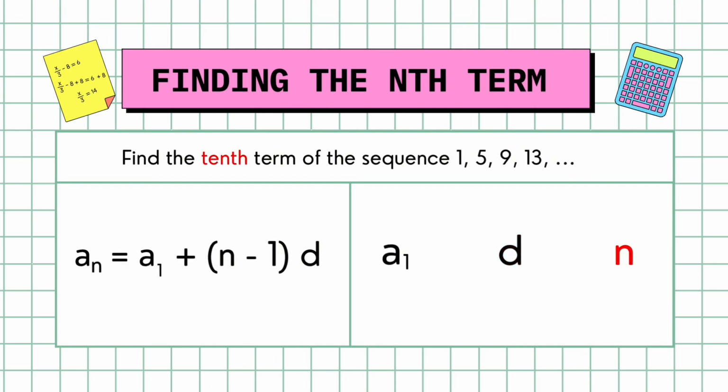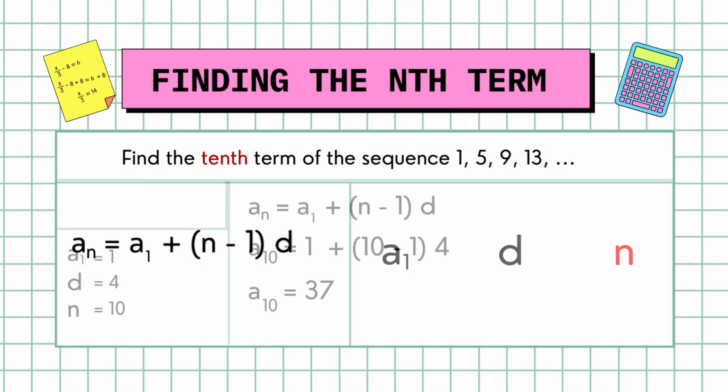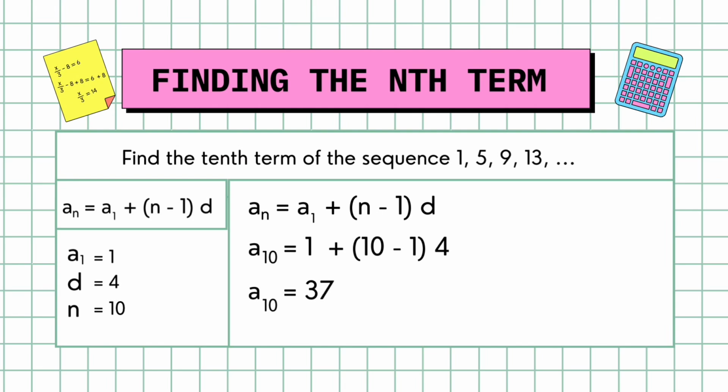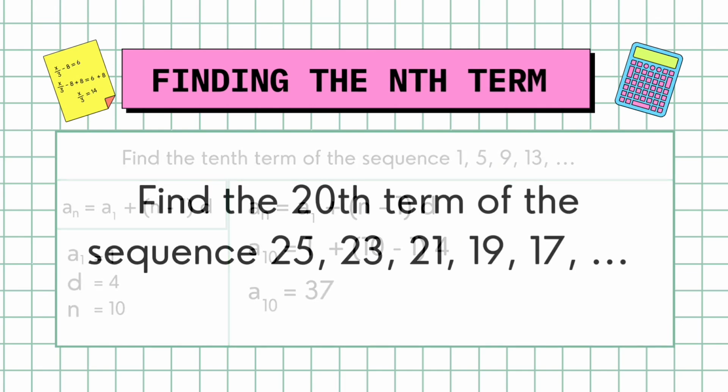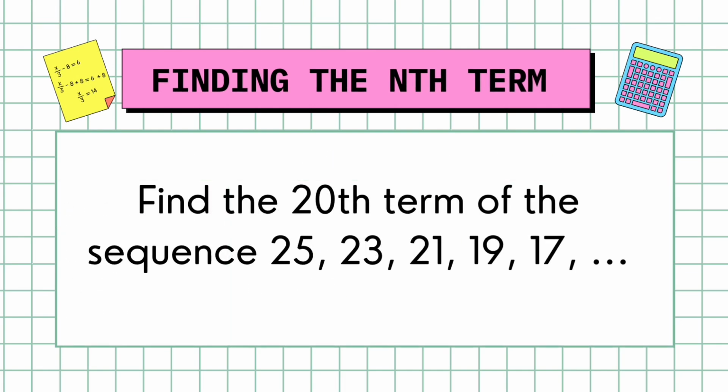Next, our N, or what we are looking for. Here it says find the 10th term, so our N will be equal to 10. Let's plug in our values to the formula. So we have A sub 10 is equal to our first term, 1, plus the quantity of N minus 1, or 10 minus 1, times 4. So 9 times 4 is 36 plus 1, 37. Let's make the numbers bigger. Find the 20th term of the sequence 25, 23, 21, 19, and 17.